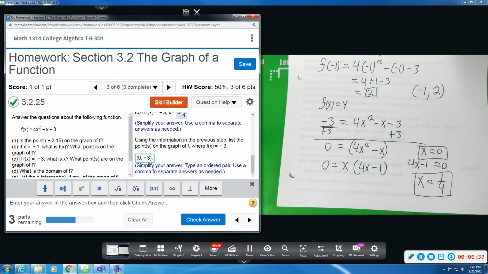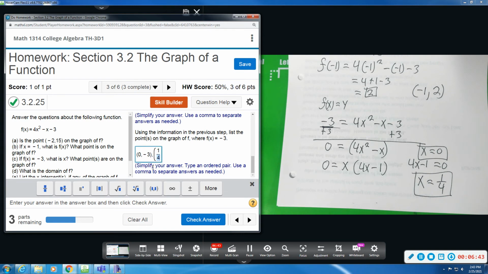So now we have another ordered pair. This time x was 1/4. That's the other x value we got. And that's going to be 1/4, comma, -3. And then close it up. So we get 2 ordered pairs, 2 x values that are paired with -3.